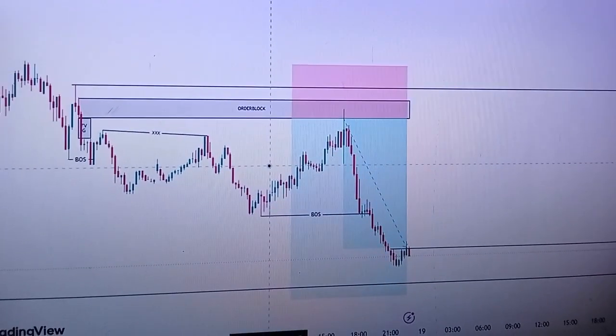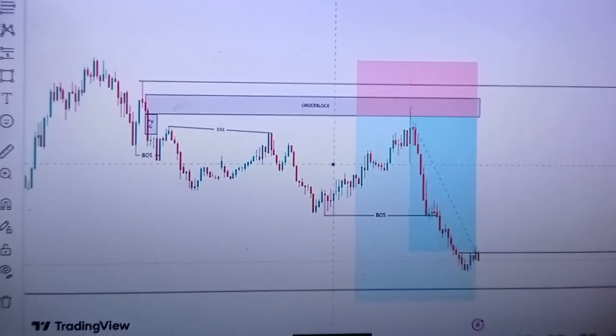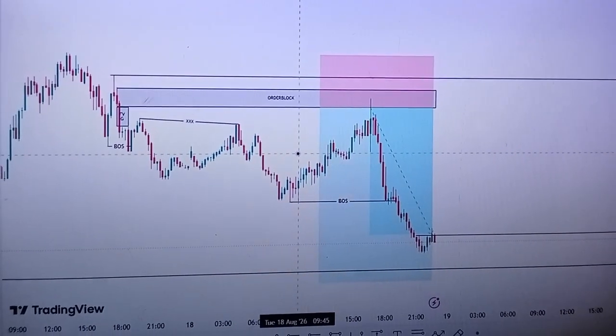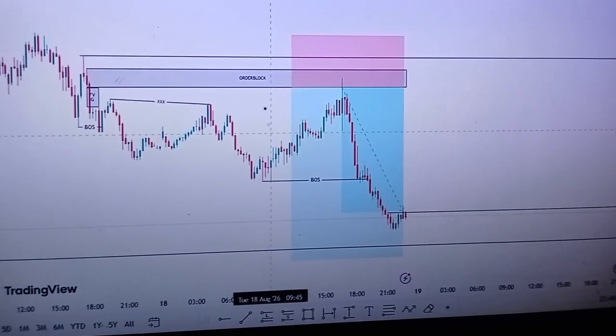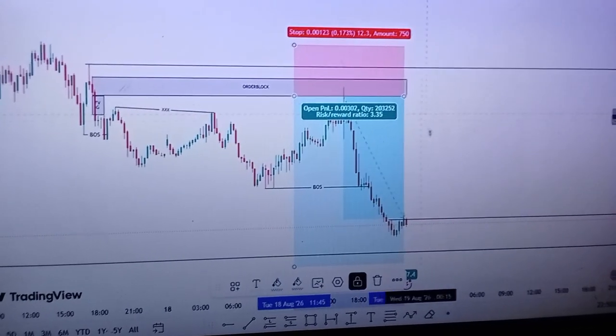Actually, these are trades that don't even stress you at all. These are trades that don't stress you. If forex trading was just like this, then everybody would be making money, man, without stress. So yeah, this is it.